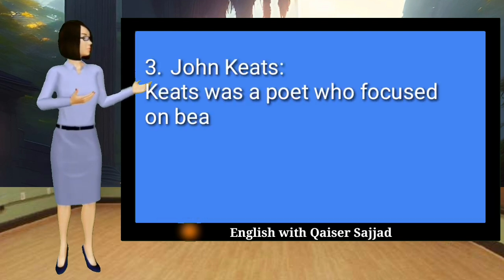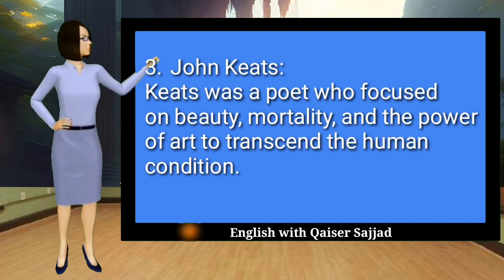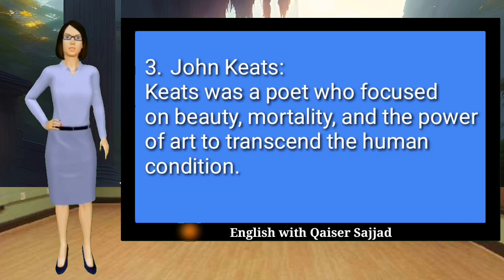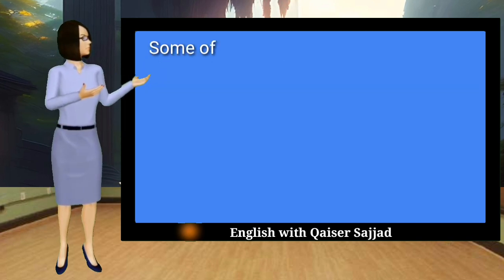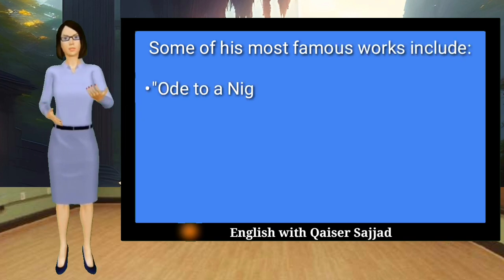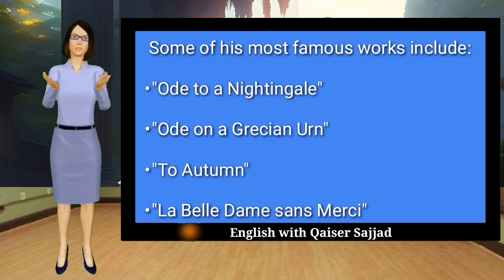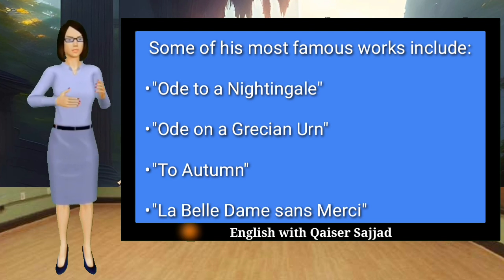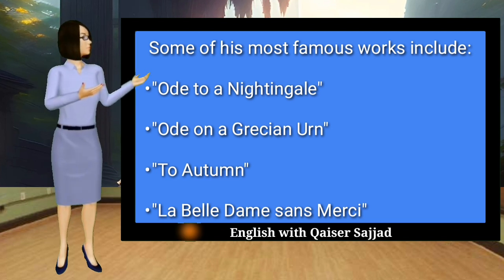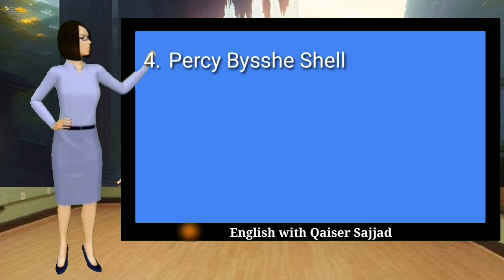John Keats. Keats was a poet who focused on beauty, mortality, and the power of art to transcend the human condition. Some of his most famous works include Ode to a Nightingale, Ode on a Grecian Urn, To Autumn, and La Belle Dame sans Merci.